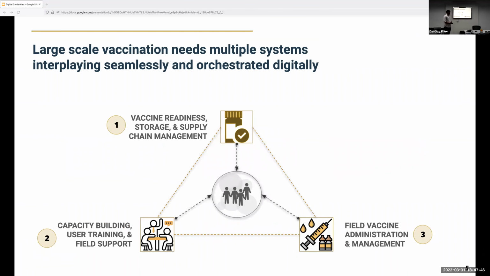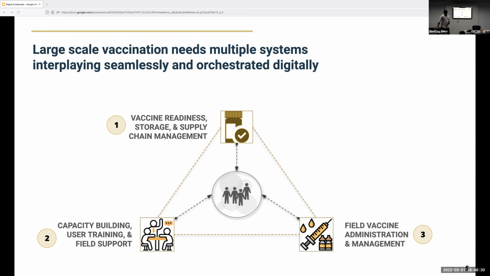So when we talk about a large-scale vaccination, when we build a system, it should orchestrate different concepts. The first is the vaccine readiness, then the vaccine storage, then the complete supply chain management comes into the picture. The second thing is that for this complete system, you also need capacity building, user training, and proper field support. The third part is the actual field where the vaccine is being administered and you need proper management. These are the multiple systems that would be required for a proper vaccination program.